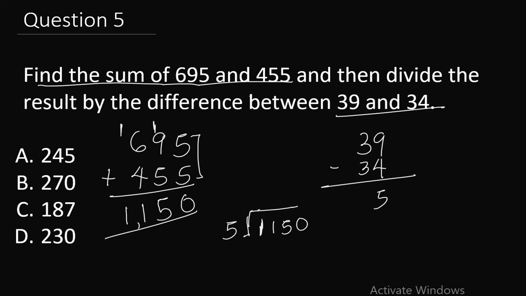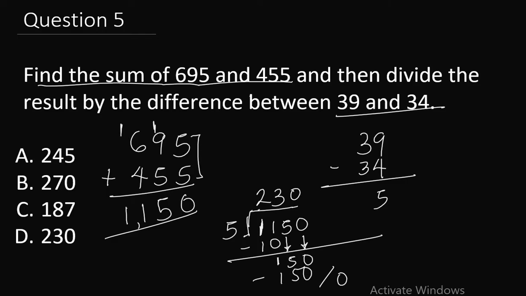5 into 11. 11 divided by 5, that's 2. 2 times 5 is 10. Take away, 11 minus 10, 1. Bring down this 5 and the 0. So we have 150. 5 into 150 is 30, or 5 into 15 is 3, bring up 0. 30 times 5 is 150. Now if you take away, you are going to get 0. So the right answer is 230, which is option D.